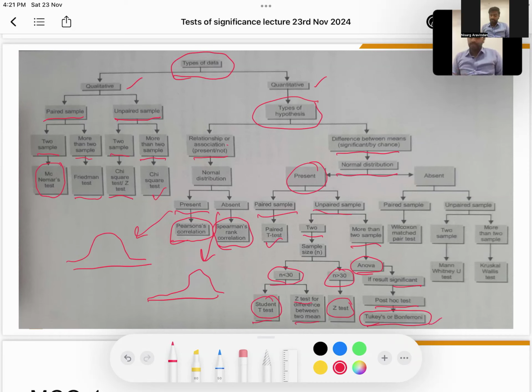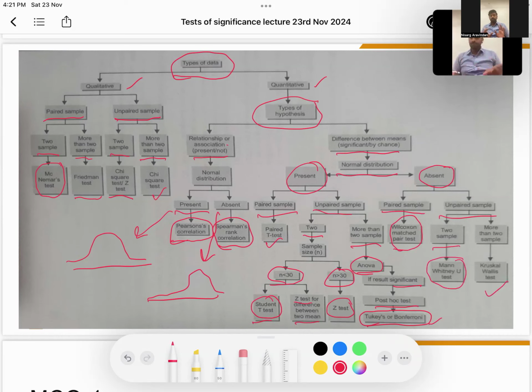Next, if there is no normal distribution, it's skewed. For the paired sample, we use Wilcoxon's matched pairs test. If it's unpaired, so you're comparing separate groups, and it's only two groups, we use the Mann-Whitney U test. If it's more than two groups, we use the Kruskal-Wallis test.